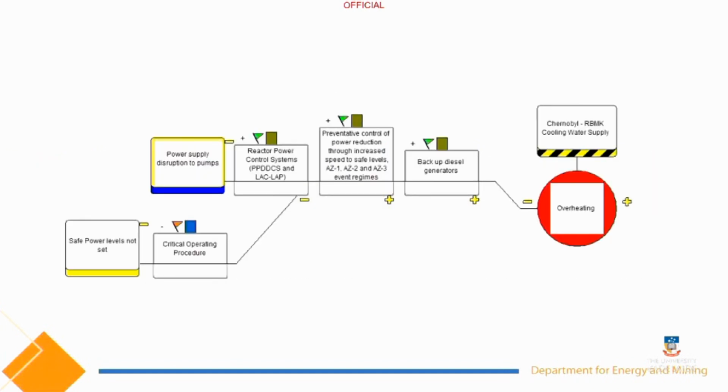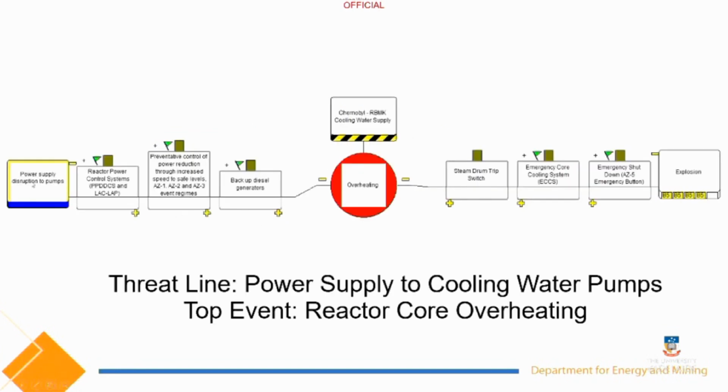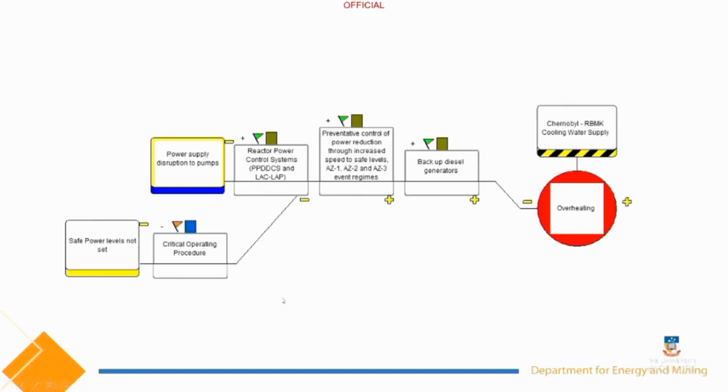So if I then dig deeper for the power supply disruption, I look at reactor power control systems. That will help. Go back up to the top one. The control for that power disruption is obviously the power control systems that are in place, the preventative control for the power reduction, and the backup diesel generators, which I spoke about in the previous slide as well. Now I'm going to look into what could possibly have gone wrong with the reactor power control system.